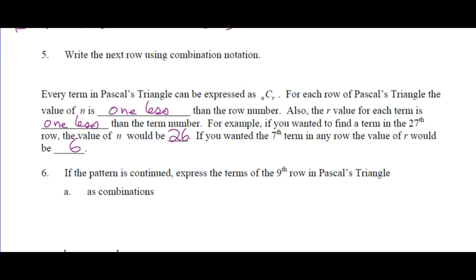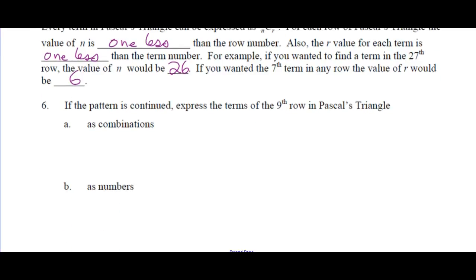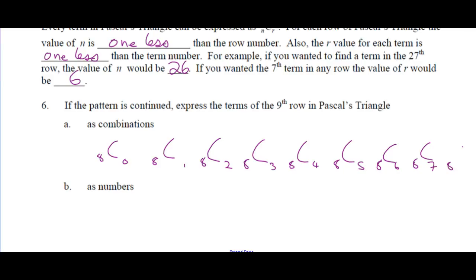If the pattern is continued, express the terms of the 9th row in Pascal's triangle as combinations and then as numbers. So 9th row, how many terms in the 9th row? 9 terms. What does it start with? What number? 8. So 8 choose 0, 8 choose 1. Where the parenthesis notation actually comes in a little handier, right?